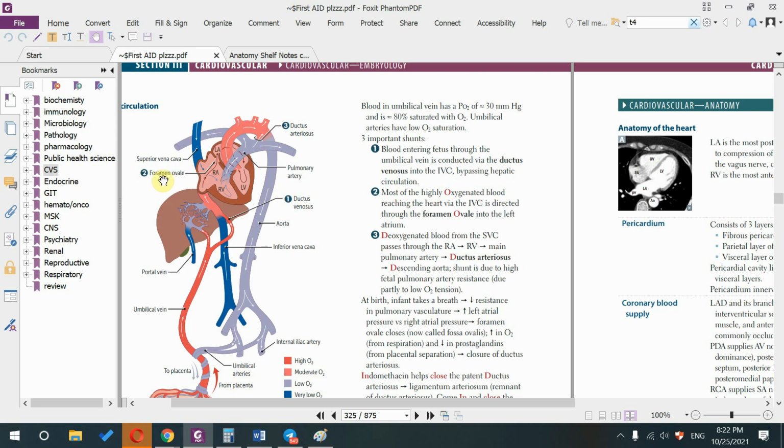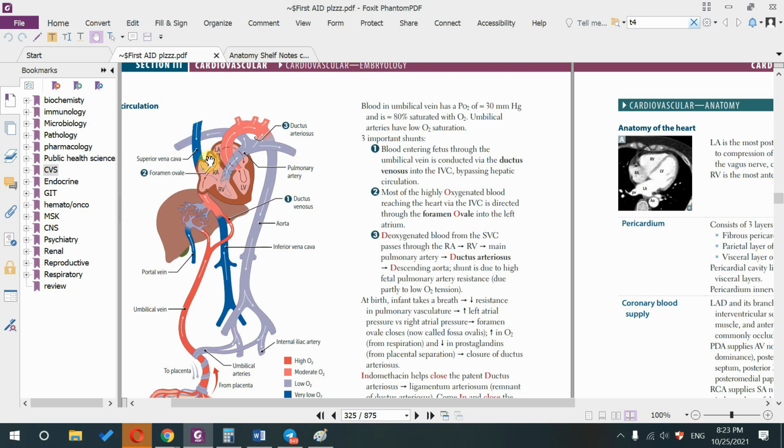It is the foramen ovale. Most of the highly oxygenated blood reaching the heart via the inferior vena cava is directed through the foramen ovale to the left atrium. Remember what I told you guys? It comes from the inferior vena cava and goes directly to the left atrium. It does not go to the right ventricle, does not go anywhere. It just goes with the flow. Okay, what about the last one? Deoxygenated blood from the superior vena cava, basically the venous blood of the brain, just drops from up down.